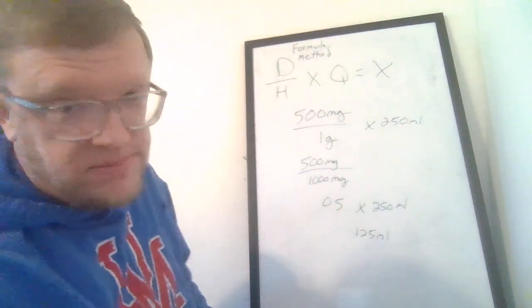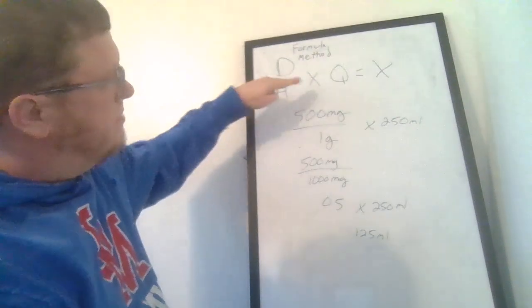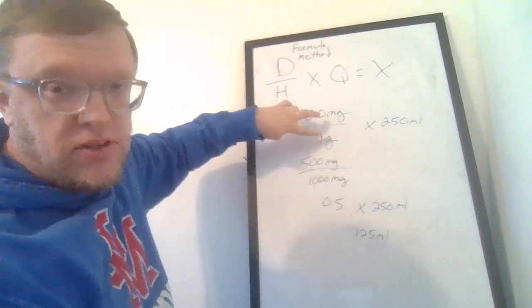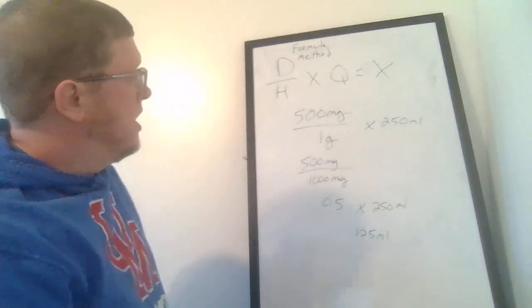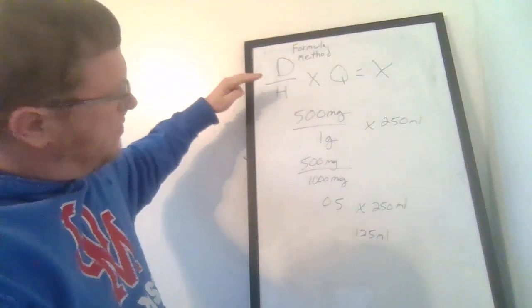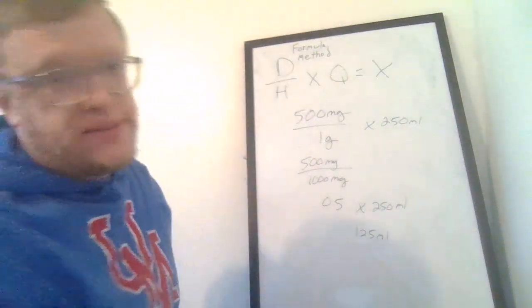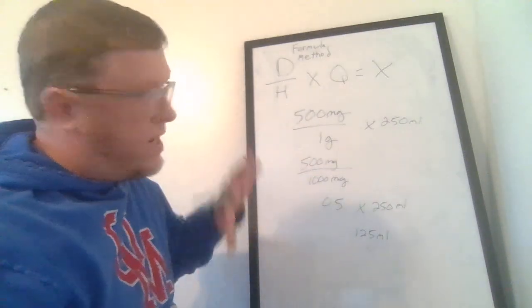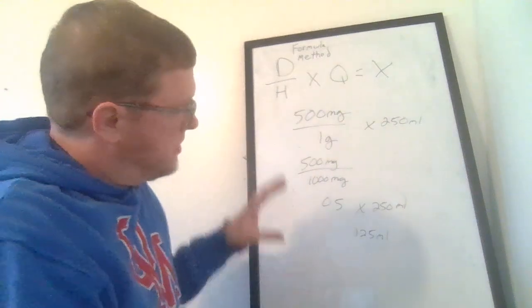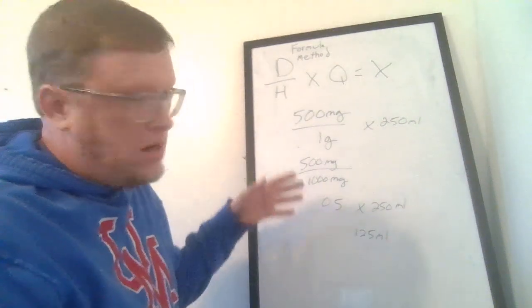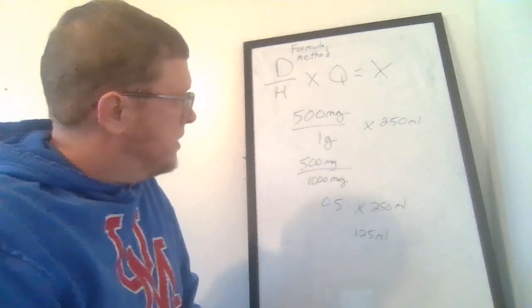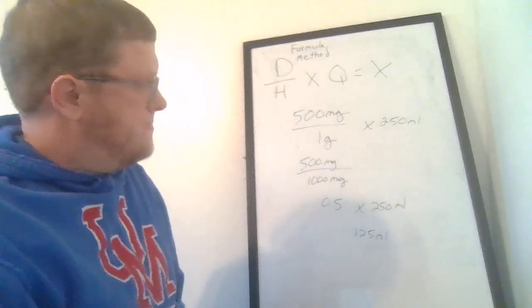So you got it? Desired over have times quantity gives you your answer, but your units have to be correct, so you may have to do some conversions. A good way to remember this is: drinks are on the house times quantity. A lot of problems, probably the bulk of your dosage calc questions, are going to be this. So you can play around with it. I'll post another video of someone else explaining it. Maybe they can make it clear. But that's it.